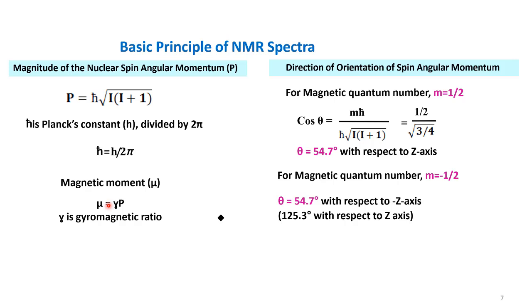And the magnetic moment mu can then be determined from this angular momentum. Mu is equal to the gyromagnetic ratio multiplied by the angular momentum. So that is how we can calculate the magnetic moment of the nuclei.